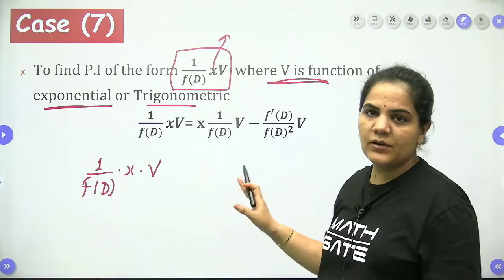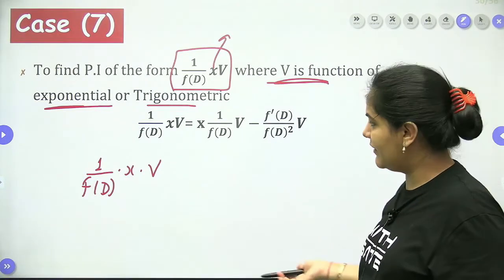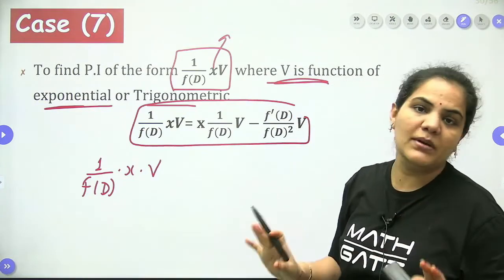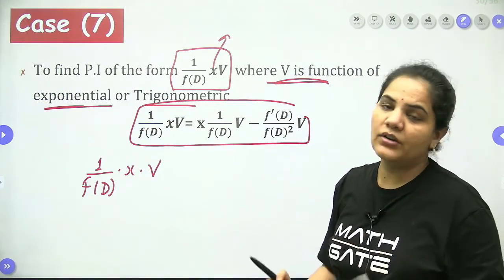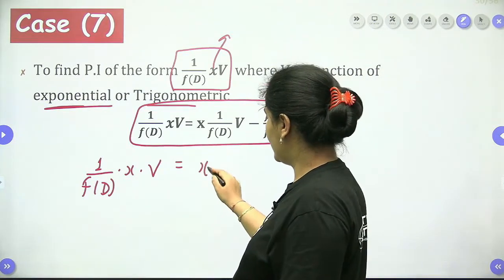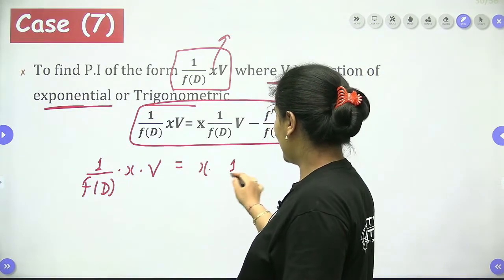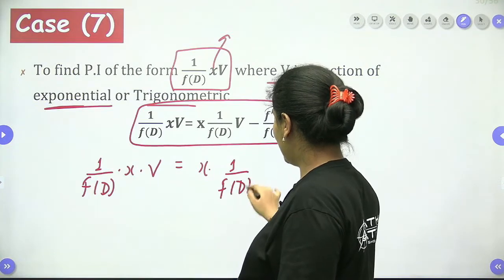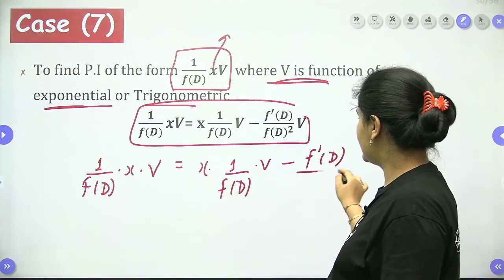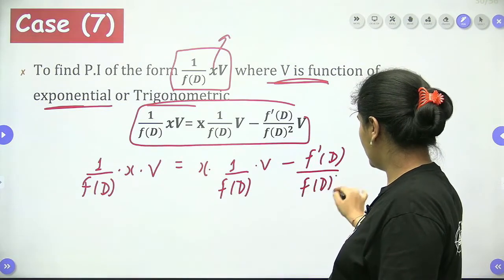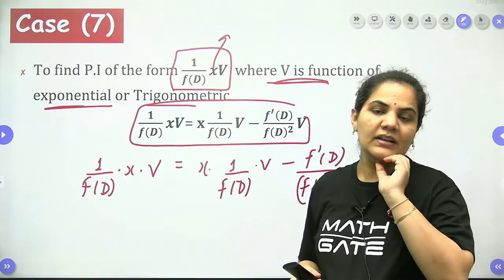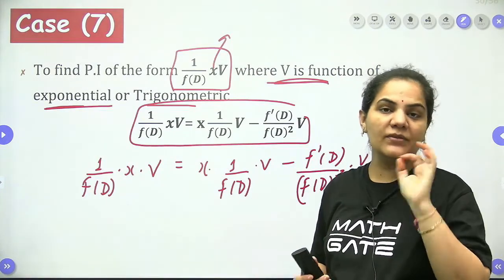You can leave this one also, but although I will tell you the formula, because here there is not at all any shortcut. You have to remember, my dear students, there is not at all any shortcut for this one. For xv, x will be on the side: it will be x into 1 by f(D) into v, minus, we differentiate D, f dash D divided by f(D) whole square into v. So it's quite difficult to learn. Form number 7 is quite difficult to learn.